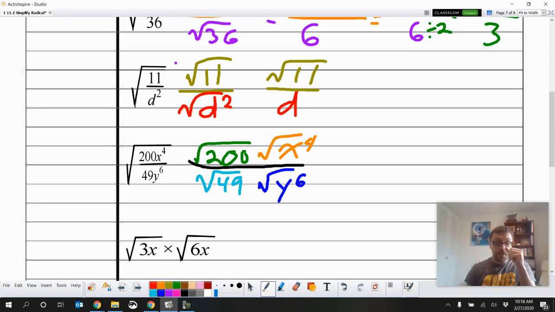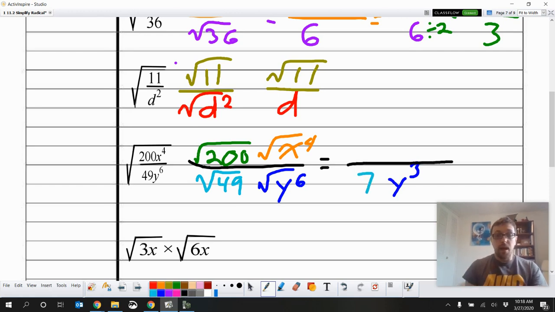I'm going to take care of the easy ones first because they're easy. That y to the sixth, that's an exponent, so we'll cut that 6 in half, so we'll get y to the third. Then we've got 49, square root of 49. Oh, that's 7. That's a nice number, so we're just going to write 7. X to the fourth, that's an exponent. So that exponent, we want to cut that in half, and we'll get x squared.